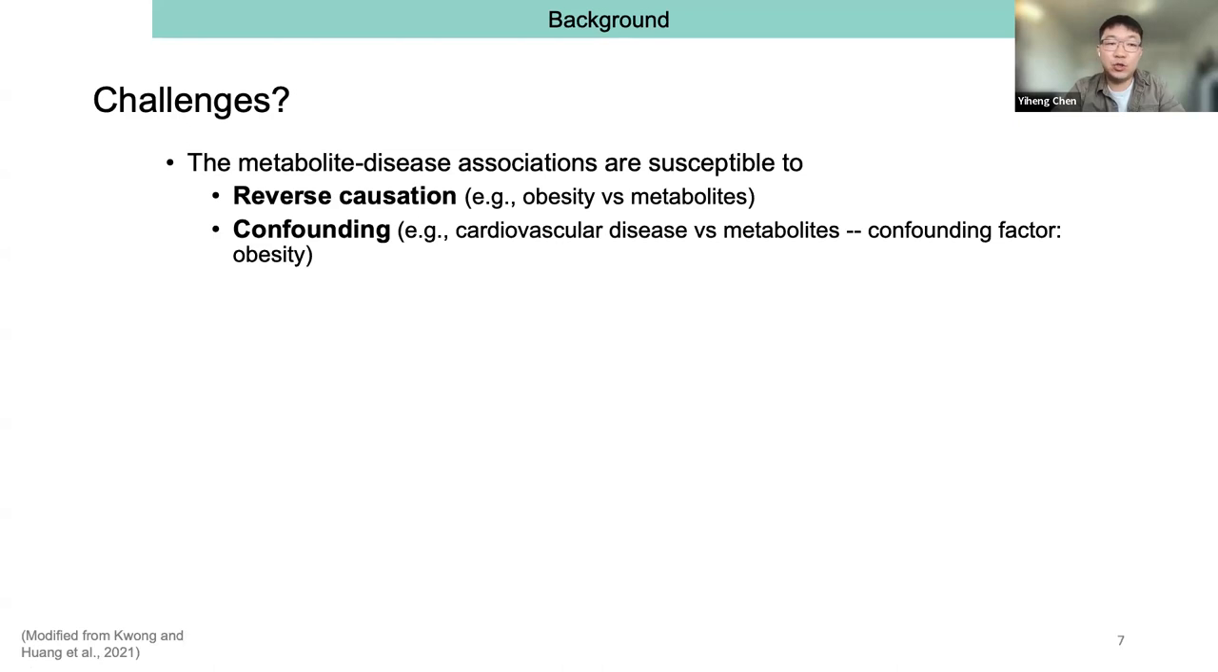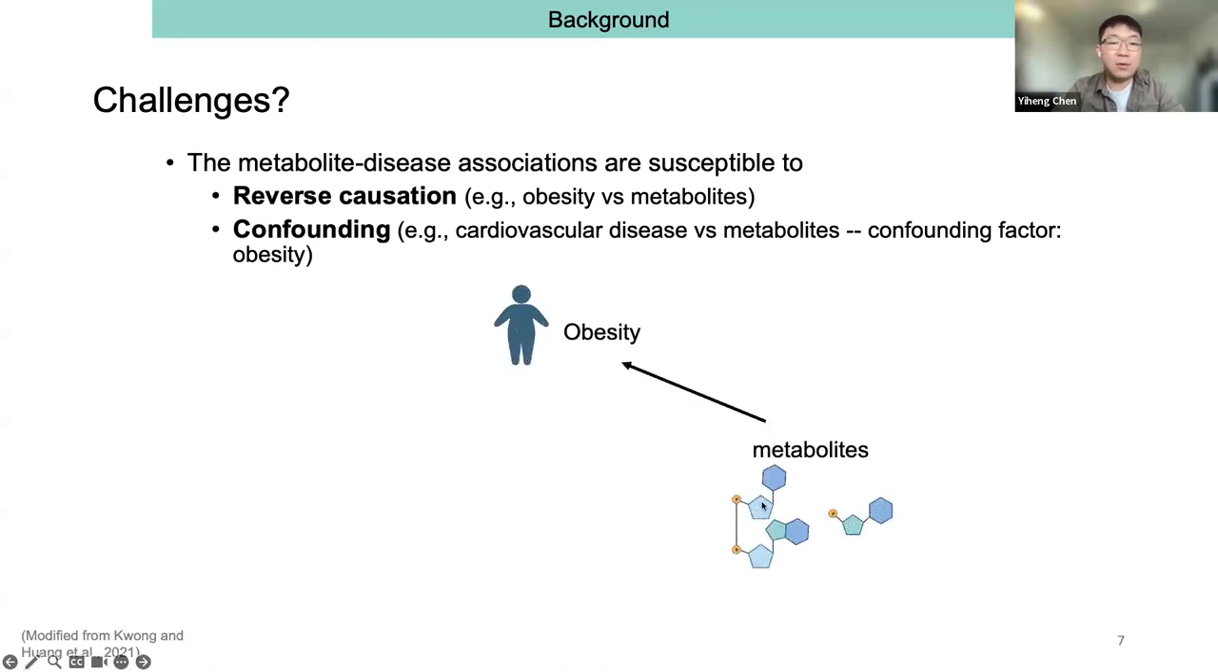But those association findings are still many steps away from real clinical practice, partially because of two major challenges. One is called reverse causation, and the second one is called confounding. We'll explain those two concepts in detail here. For example, if we find a metabolite that is associated with increased risk for obesity, there is also a possibility that the higher levels of the metabolite in obese individuals could be because the obesity itself led to the changes in the metabolite, instead of the metabolite increase occurring before the obesity.